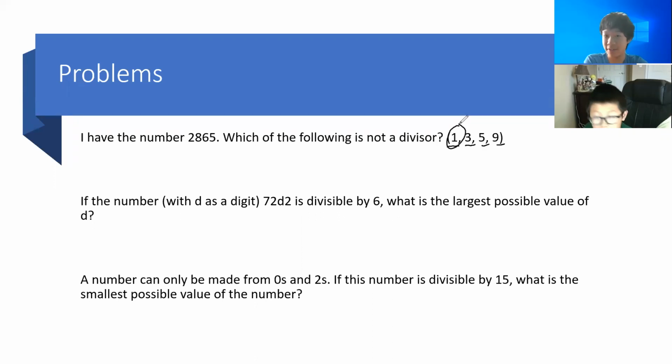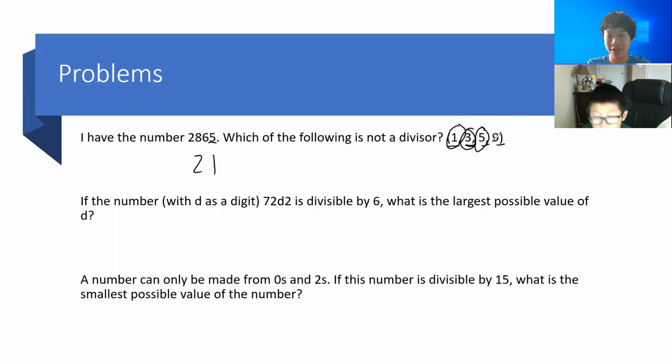One is a divisor of everything. So now we're going to test 3. Is 3 a divisor of this? Well, the rule for 3 is that we add all the digits together. So 2 + 8, which is 10, plus 6, 16, plus 5, 21. So the sum of the digits is 21. 21 is a multiple of 3, so that works. What about 5? Well, the number ends in 5, that works too.